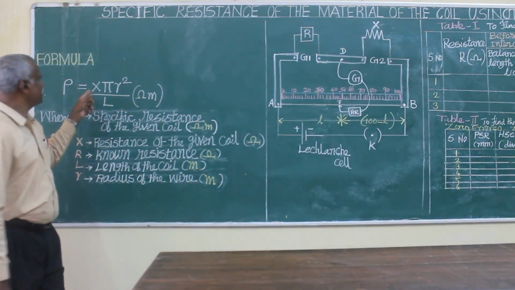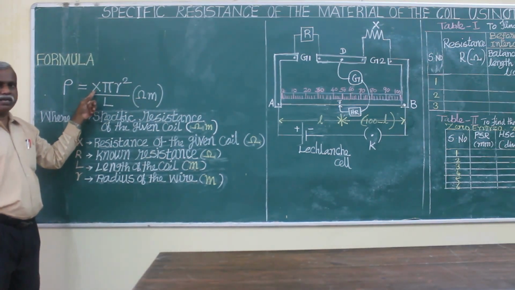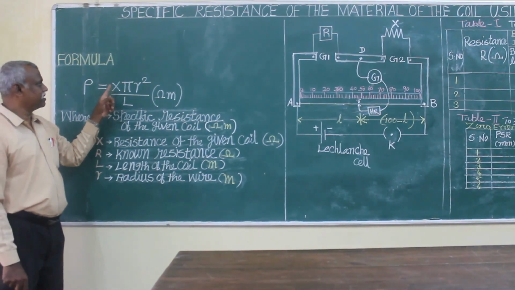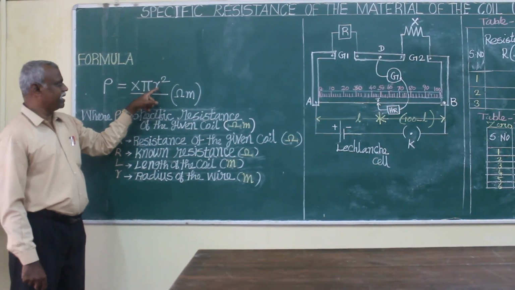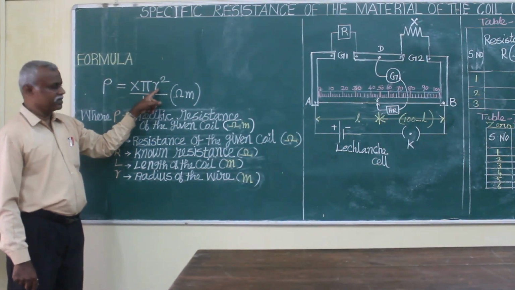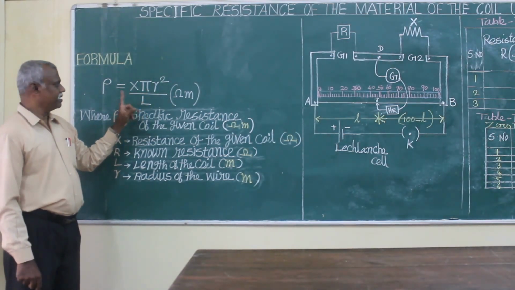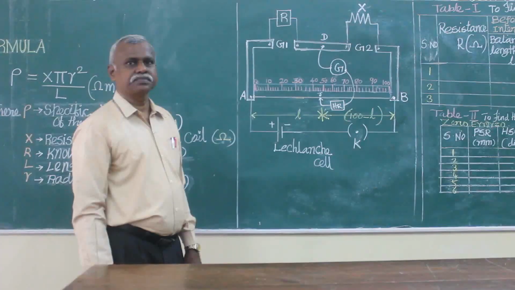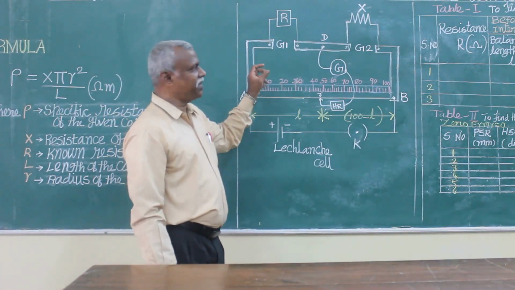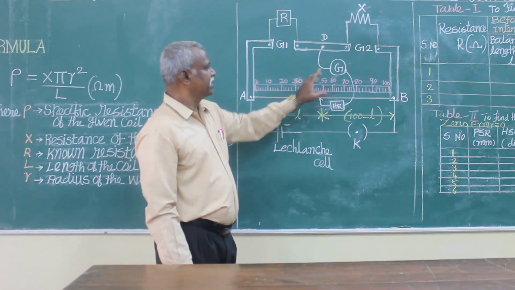Here, first you have to find out the resistance of the given coil X. Then you have to find out the radius of the given coil, small r. Then you have to find out the length of the coil, L. And now I will explain the circuit diagram here.